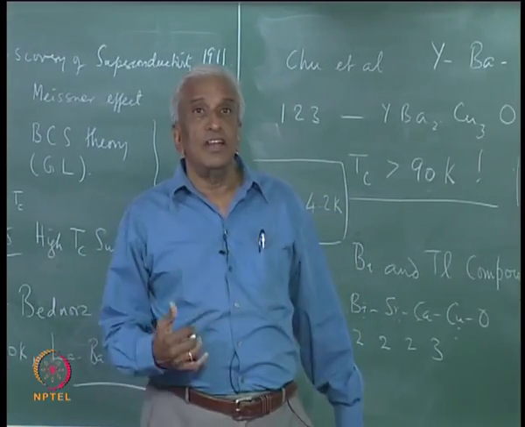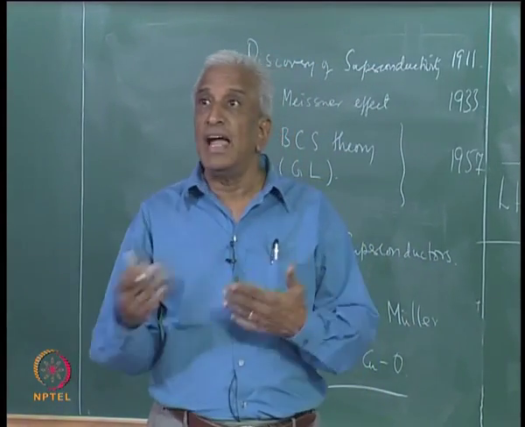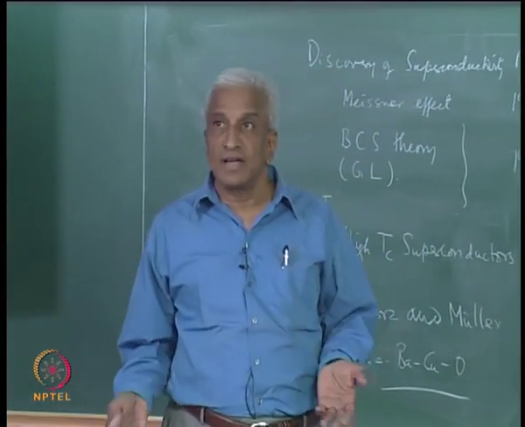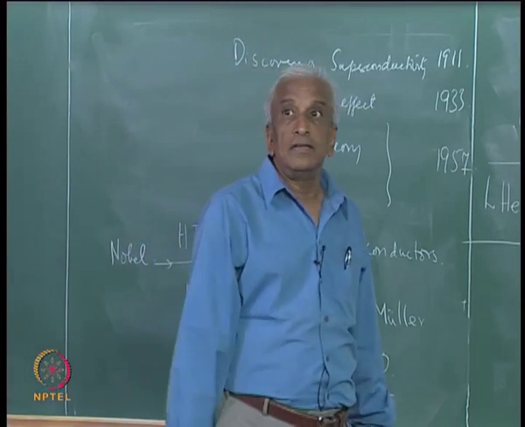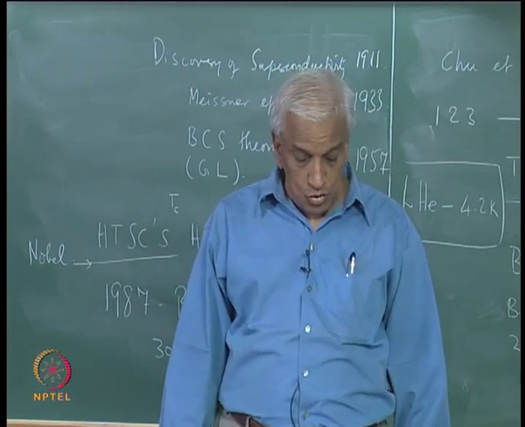But as we already mentioned, superconductors for use in practical applications need to have not only a high transition temperature, but also a high critical magnetic field and a high critical current density. Now, the newly discovered superconductors also satisfy this criterion of having a high enough upper critical magnetic field. They must also have favorable mechanical properties in order to be drawn into the form of wires to be wound in magnets and so on. They must be ductile. Many of the high Tc superconductors have the disadvantage that they are brittle, and so it is rather difficult to get them in the form of wires.